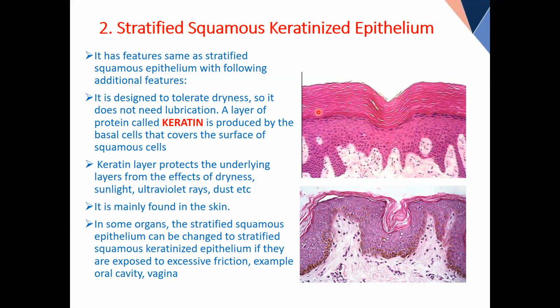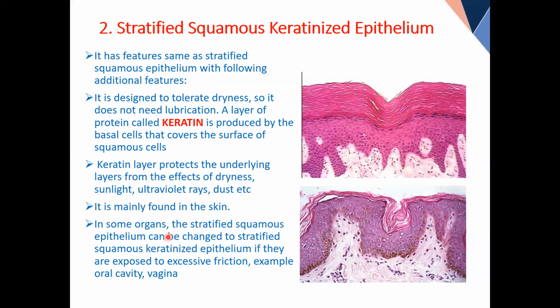Is that clear? Now, after explaining this, it has features same as the stratified squamous epithelium with following additional features. It is designed to tolerate dryness, so it does not need lubrication. A layer of protein called keratin is produced by the basal cells that cover the surface of the squamous cells. Keratin layer protects the underlying layers from the effects of dryness. It is mainly found in the skin.